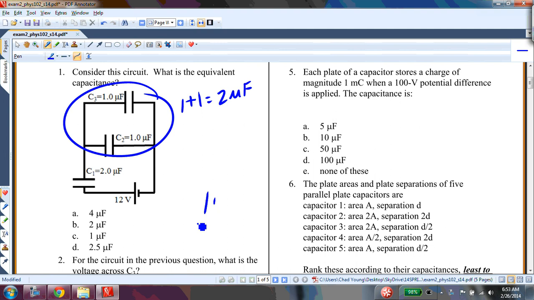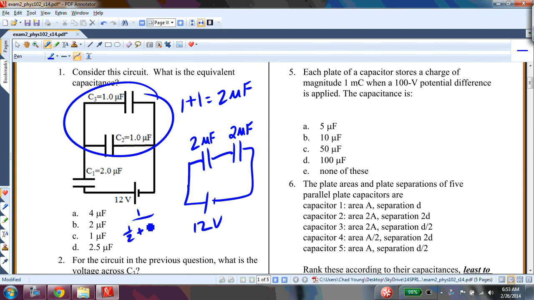And then that leaves me with a 12-volt battery with two 2 microfarad capacitors in series. And the equivalent of those is going to be 1 over 2 plus 1 over 2. That's 1 over 1, which is 1 microfarad. So C is number 1.